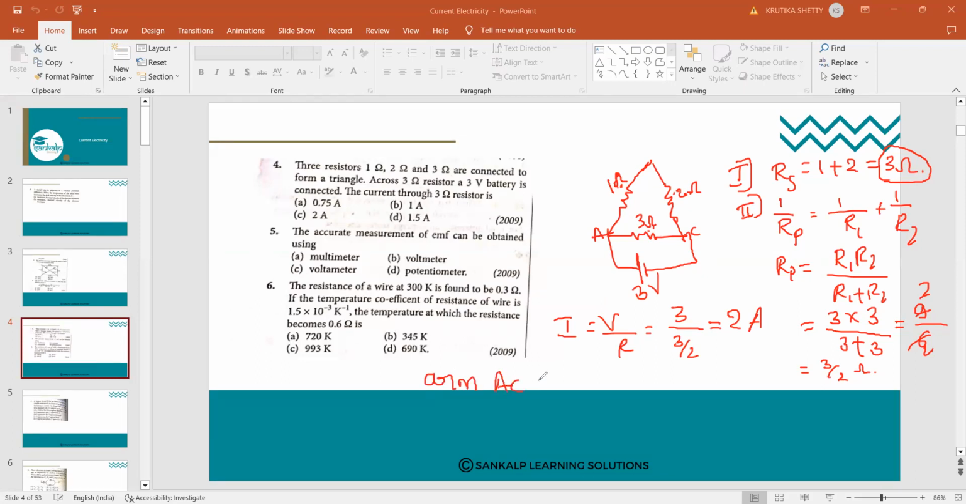The current through the arm AC is given by 2 ampere into the resistance 3 ohm divided by 3 ohm plus 3 ohm, that is the effective resistance.